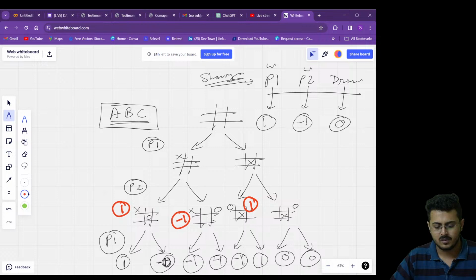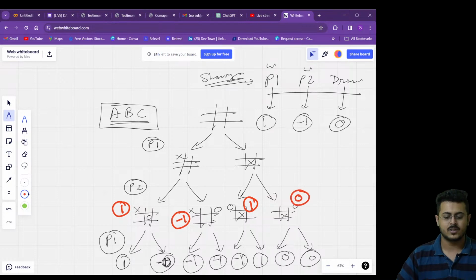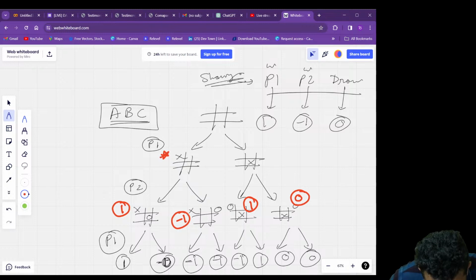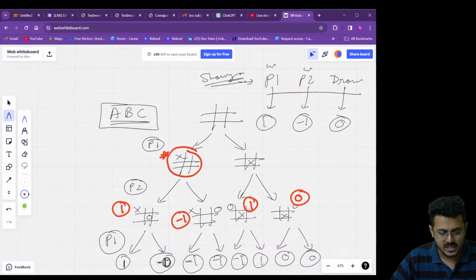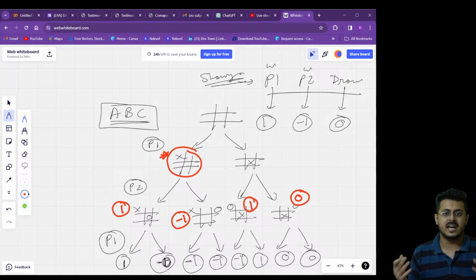And for the last one, it will be 0, because no matter where you go, left or right, it's always a draw. Right? Now we'll come to this particular game state, guys. In this particular game state, can you let me know whose chance it is? Which player, player 1 or player 2, is going to make his move?